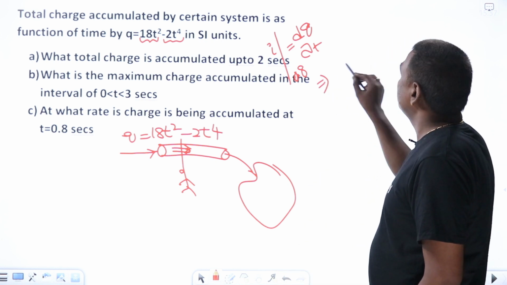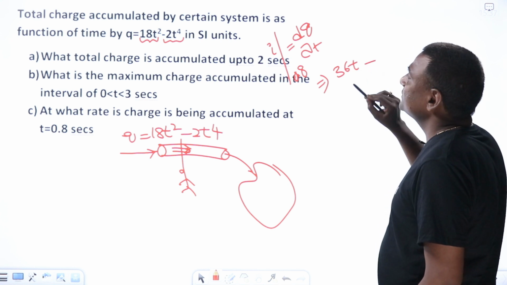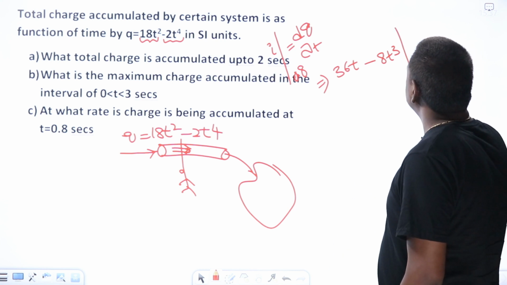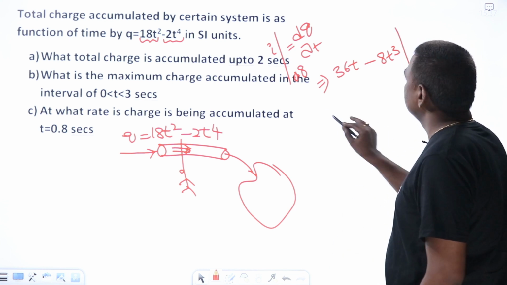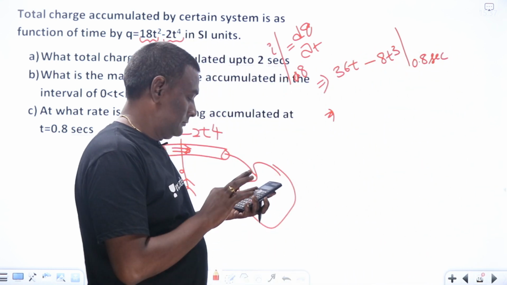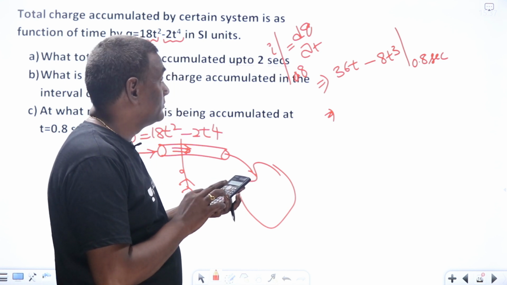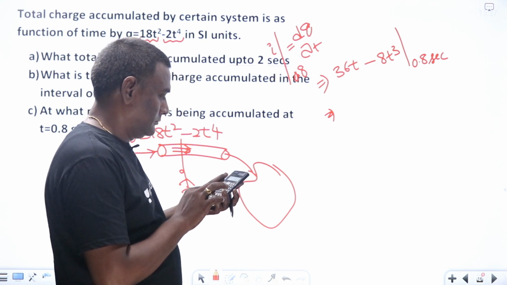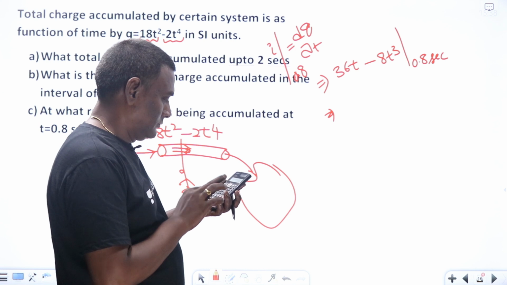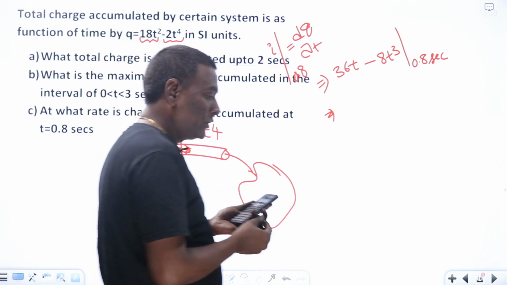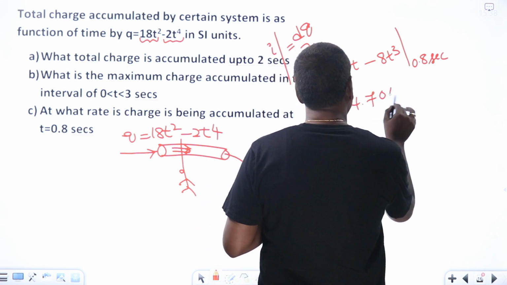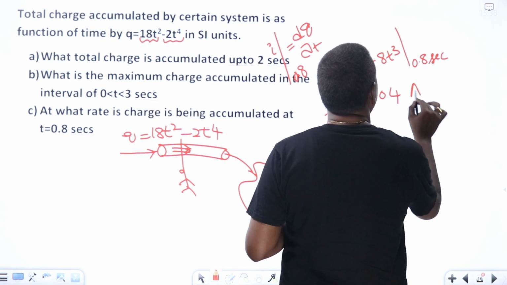So what is meant by dq by dt? It is 36t minus 8t cube, the rate, and at t equal to 0.8 seconds it is going to be the answer. 24.704. What is this? Amperes.